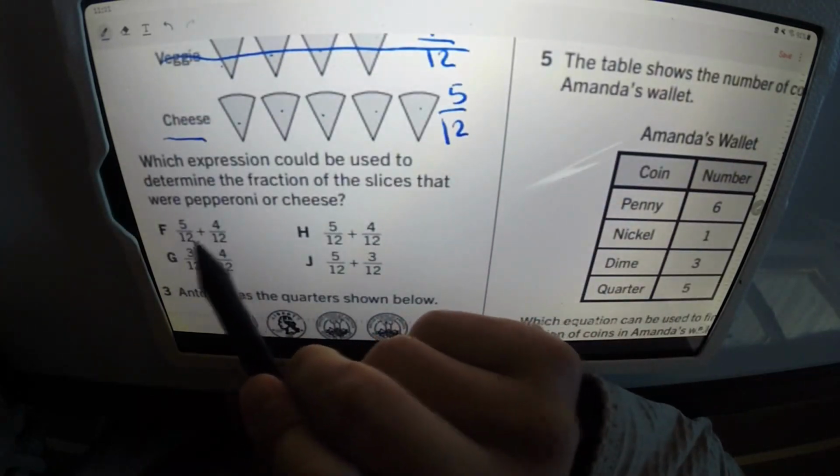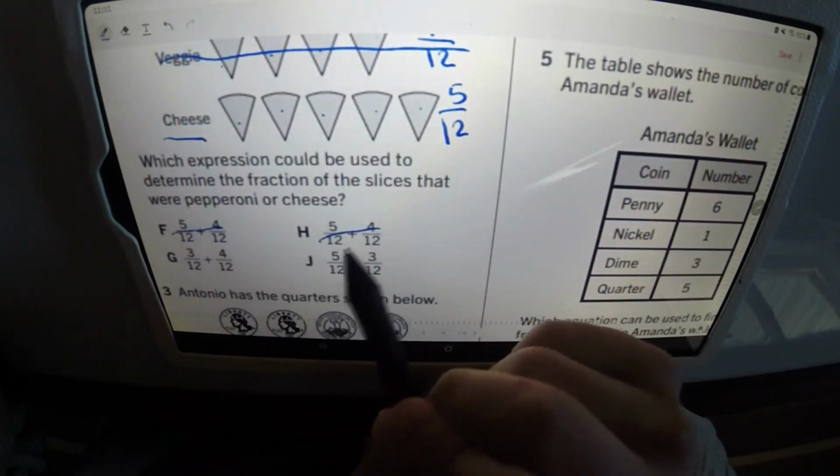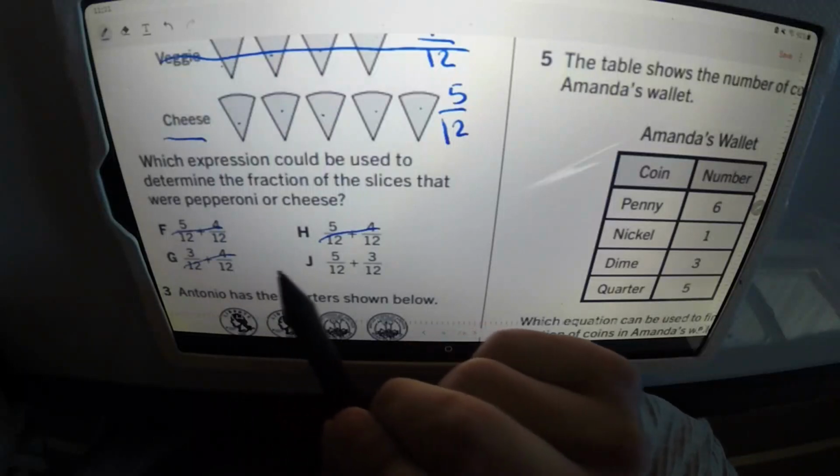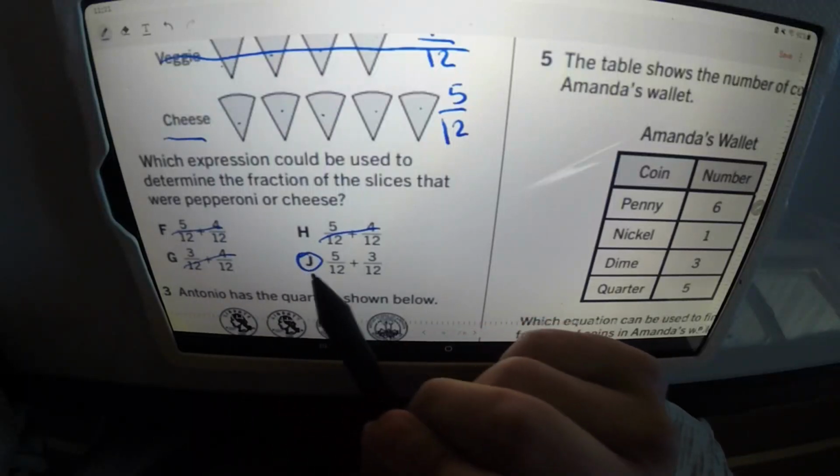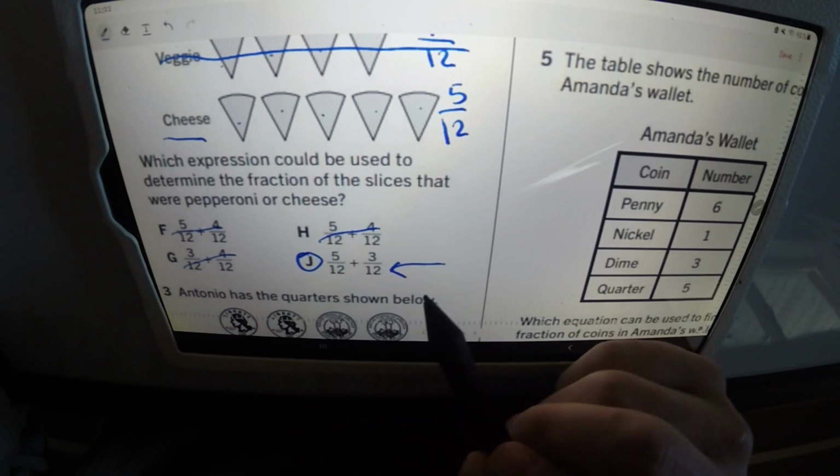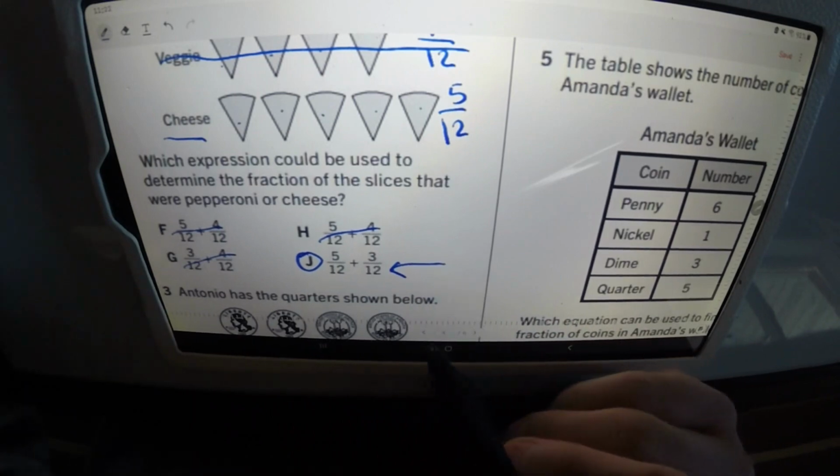This is 5 plus 4, not what we want. 5 plus 4, not what we want. 3 plus 4, not what we want. 5 plus 3, this is what we want. That's our answer. All right, thank you.